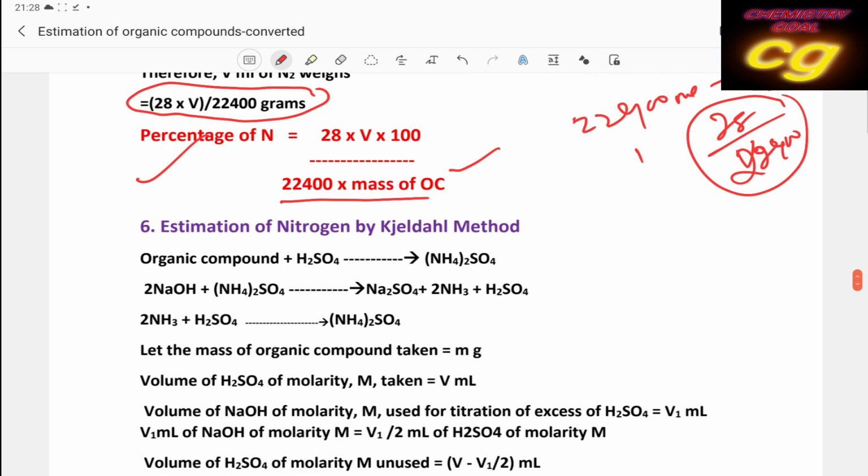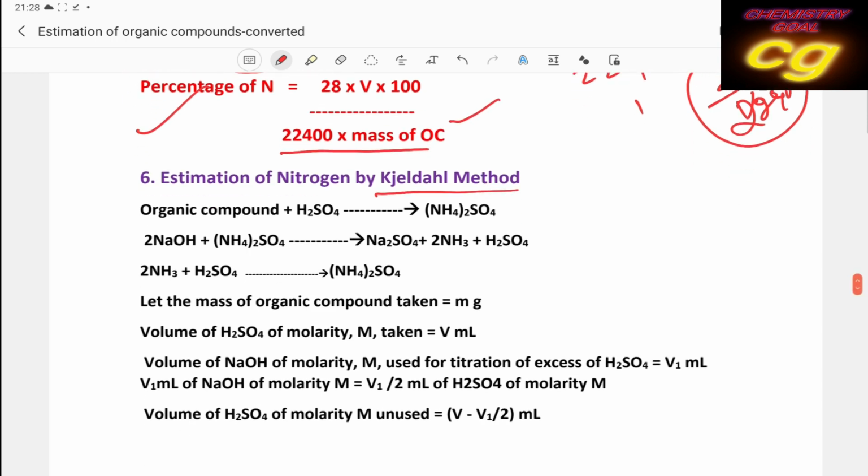Then the estimation of nitrogen by the Kjeldahl method. This is a very important method, with a different procedure. In this Kjeldahl method, what happens? The nitrogen will be converted to ammonia. Then the ammonia will react with sulfuric acid, forming ammonium sulfate. So you see what the reactions are.